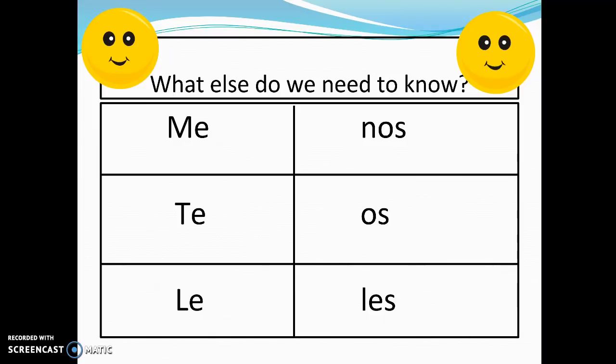The verb gustar, you also need to be aware, doesn't really mean to like. It means to please or to be pleasing. So when we're saying me gusta dormir, we're not really saying I like to sleep. We're saying sleeping pleases me, or sleeping is pleasing to me.